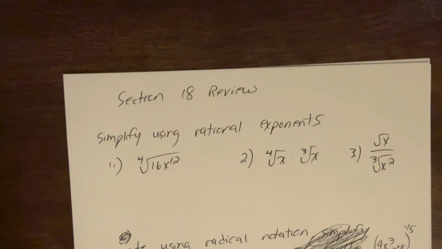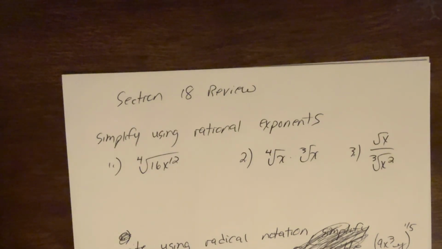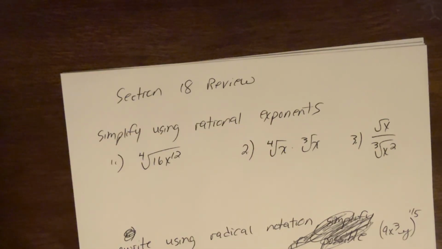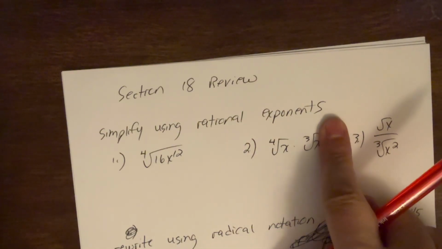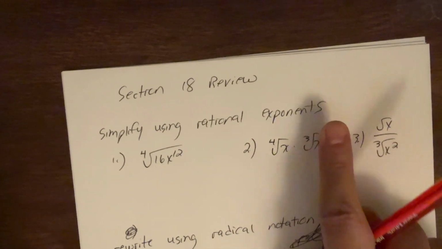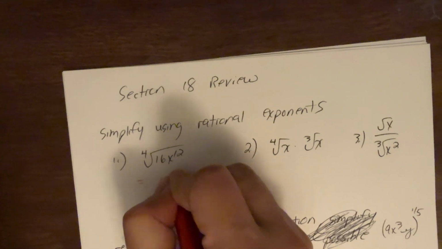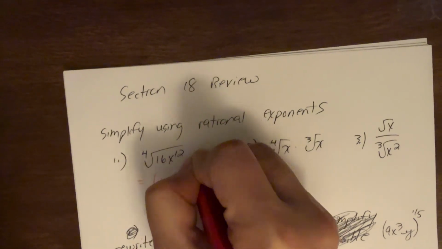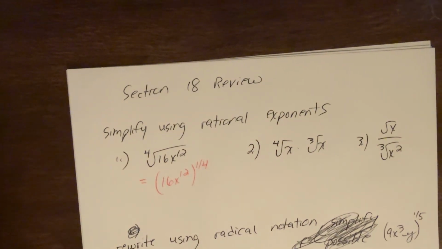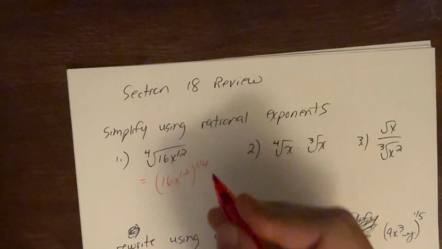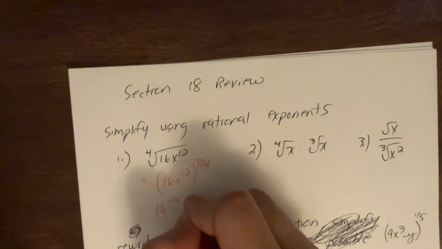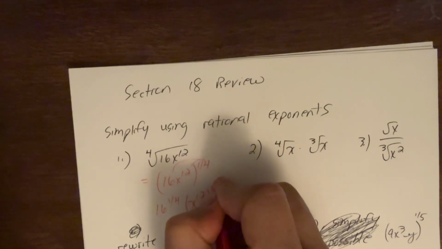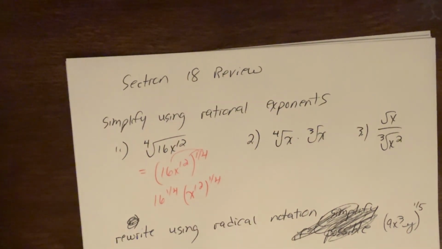And now section 18. Again, section 17 has more guidance. Section 18 feels a little wishy-washy, just following the directions. Use your rational exponents. Okay, rational exponents, 16x to the 12th to the 1/4 power. Well, now that I have that as an exponent, I can distribute that. What is 16 to the 1/4? What is x to the 12th to the 1/4?